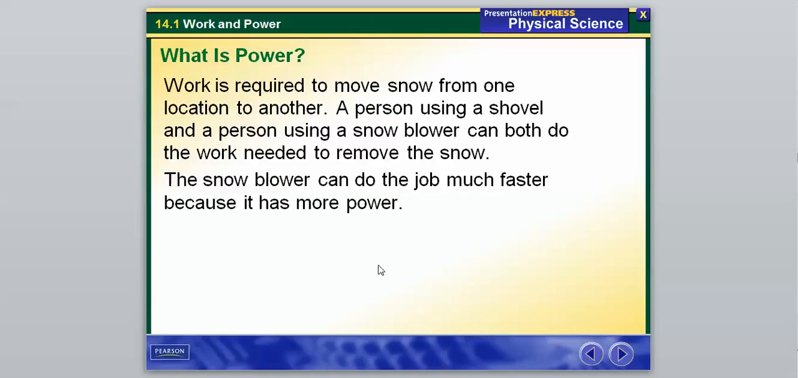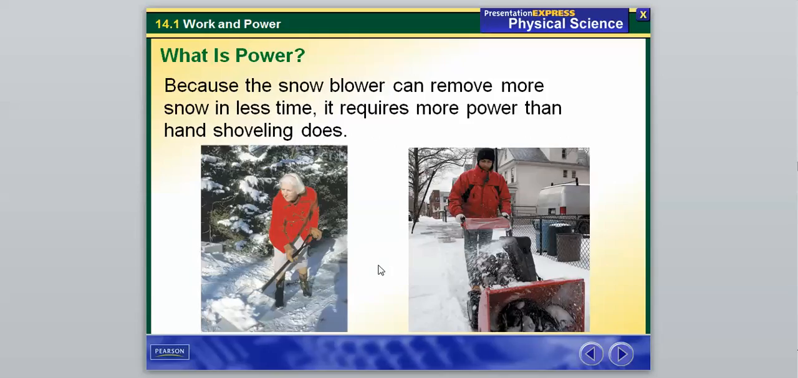And then they're going to give a little example here that work is required to move snow from one location to another, which some of you this past weekend might have actually had a little bit of experience with. A person using a shovel and a person using a snowblower can both do the work needed to remove the snow. So again, they're applying a force in a direction. Again, it's the same work. However, the snowblower can do the job much faster because it has more power. And this is just kind of to illustrate what they're talking about here. And of course, they use a little frail old lady over there for the shovel and a younger looking guy over there with the snowblower. So I think they should probably switch roles there to make this a little more fair.